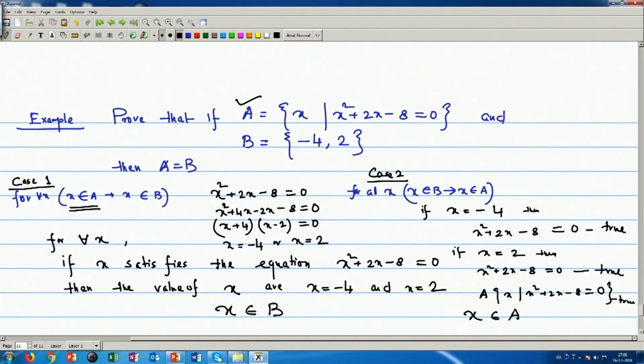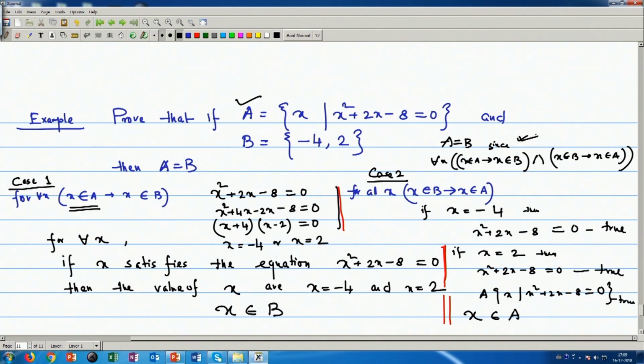So, what we see is that in both cases, if x belongs to A then x belongs to B, and if x belongs to B then x belongs to A. So, we prove that A equals B, since we have proved that for all x, x belongs to A implies x belongs to B, and x belongs to B implies x belongs to A. So, this is the way we should show that two sets are equal.